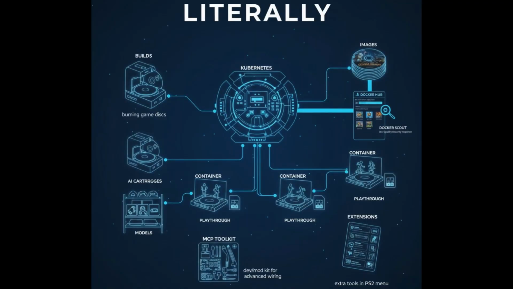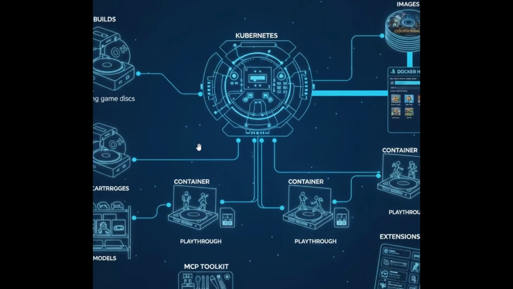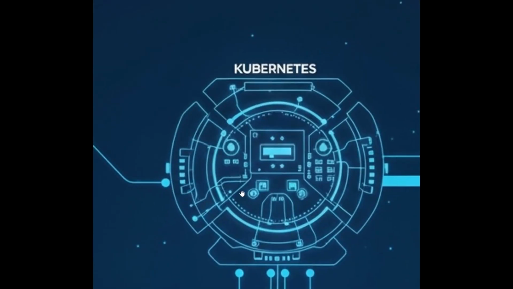Let's break down this image and clarify each component using your game examples. At the very top, "literally" serves as our overarching theme, emphasizing that these technical concepts are being directly and literally translated into gaming terms for better understanding. In the center, Kubernetes is depicted as a central, complex control panel managing multiple containers.